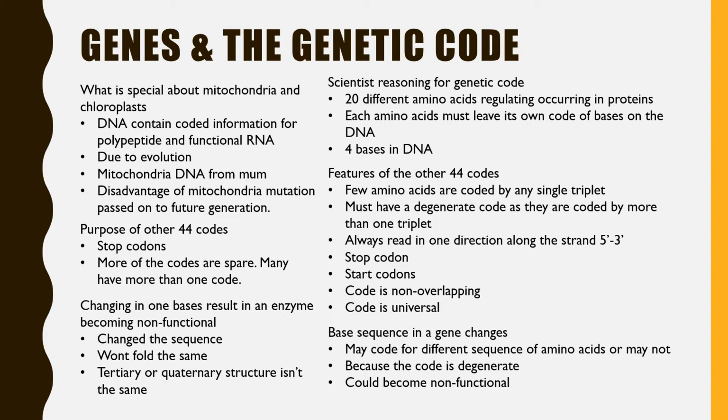Base sequence changes in a gene may code for a different sequence of amino acids, so it might form a completely different protein, or might not form anything at all. This is because the code could be degenerate. Let's say you have AGG, and instead you have AGA, and because the code is degenerate, it might still code for, let's make up, lysine.